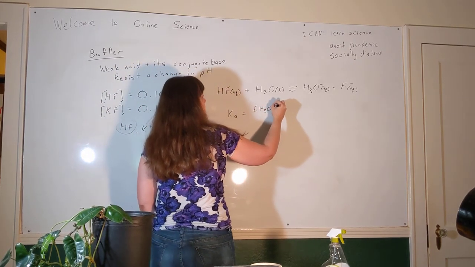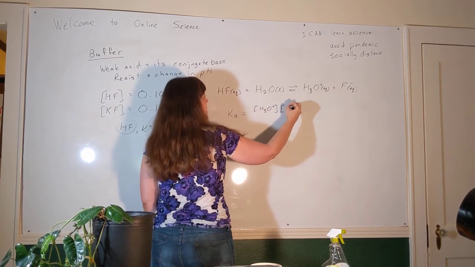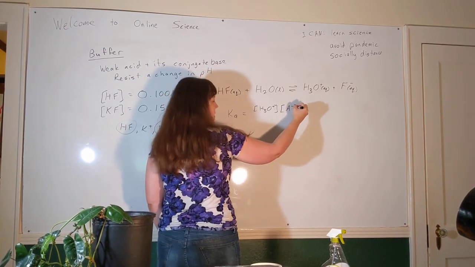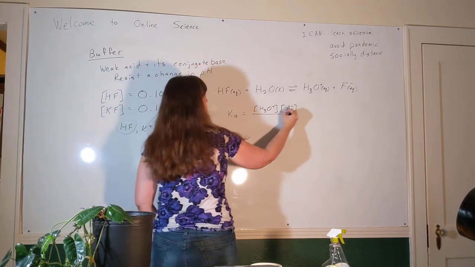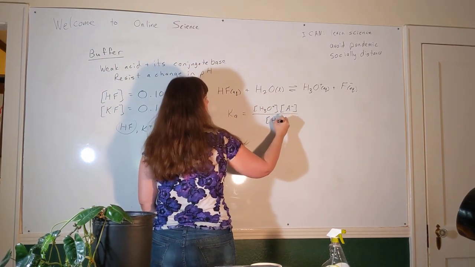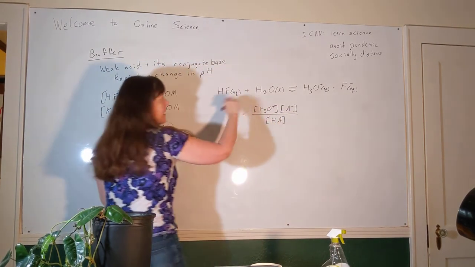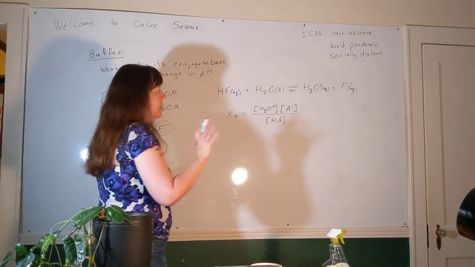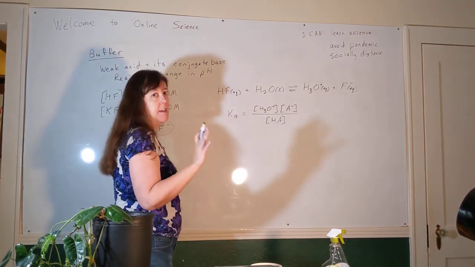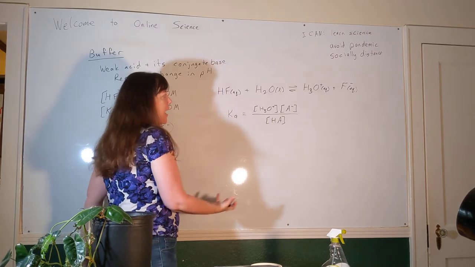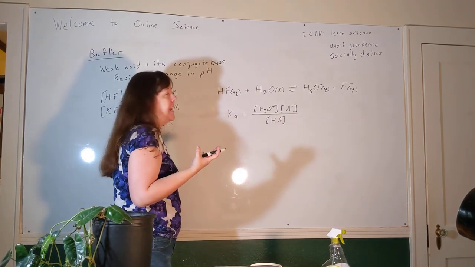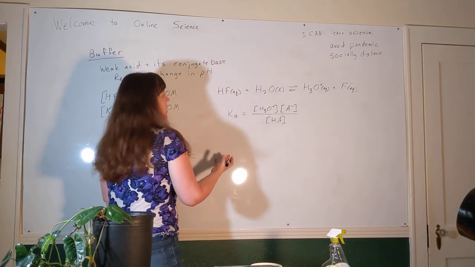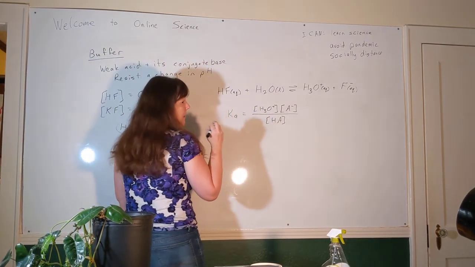the concentration of H3O plus. I'm going to put in here just A minus, where A is the generic base, just some conjugate of a weak base, over HA. So what I've done is I've looked at that HF reaction and I've substituted an A for whatever anion we have in this weak base. This could be nitrite, it could be acetate, it could be cyanide, it could be many of our ions up here.